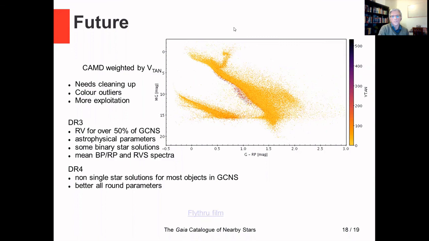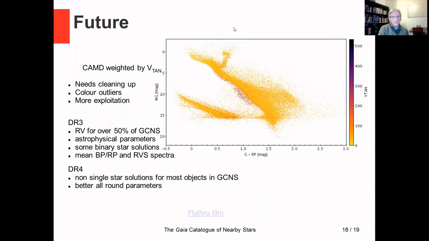The way to clean it up and to improve our understanding of the GCNS content is going to rely on successive data releases for Gaia. DR3, for example, in just a little over a year, will provide radial velocity information for maybe 50% or more of the objects in the GCNS. Astrophysical parameter information, including mass, radius, and effective temperature, will be available for virtually all objects. There will be, for the first time, non-single star information content with the first publication of binary solutions in the spectroscopic, photometric, and astrometric channels. And there will also be new radial velocity spectrograph information in terms of, for example, time series of spectra.